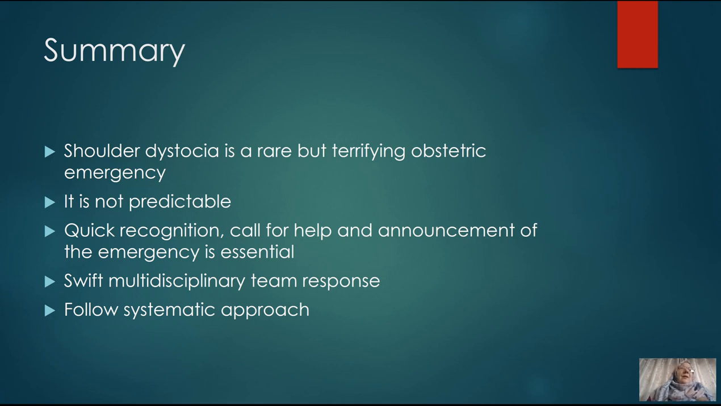So in summary, shoulder dystocia is fortunately rare, but it's a terrifying obstetric emergency. It is not predictable, but quick recognition, call for help, and announcement of the emergency are important. So to say, I have a shoulder dystocia in room 5, is very important. A swift multidisciplinary team response and following a systematic approach are important. And for these emergencies, multidisciplinary maternal obstetric drill training is very, very effective and important.